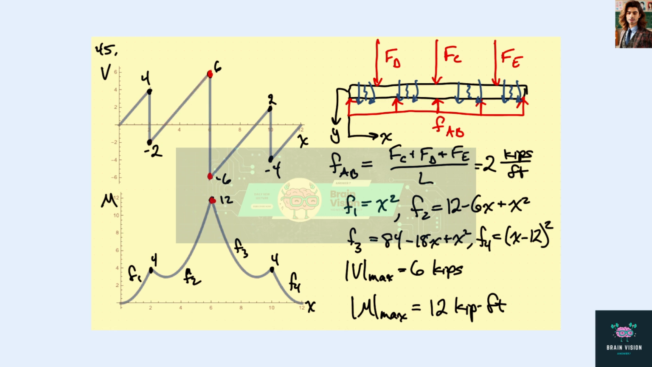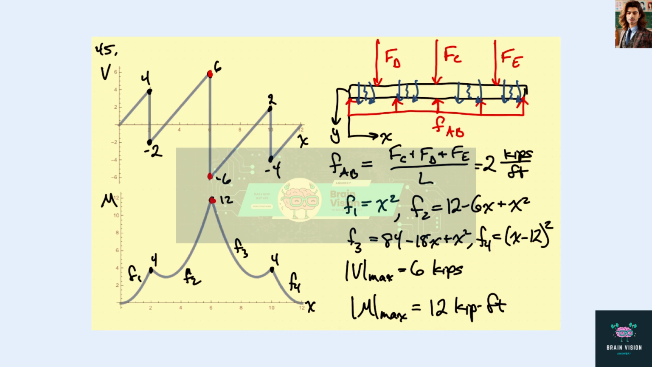And then this middle load is 12, so we drop down 12 units to -6. And then we again start climbing back up at 2 kips per foot. And then we drop back down here by 6 units, and again we start climbing back and we get to 0. So it turns out our maximum occurs right at this load, where it basically jumps from 6 to -6, the shear force on each side of this load here.